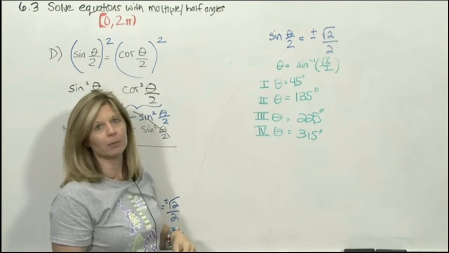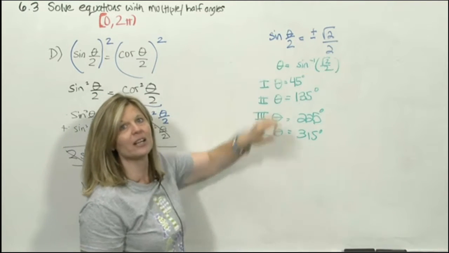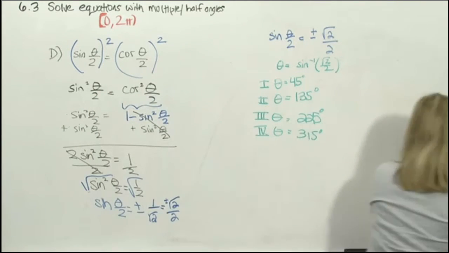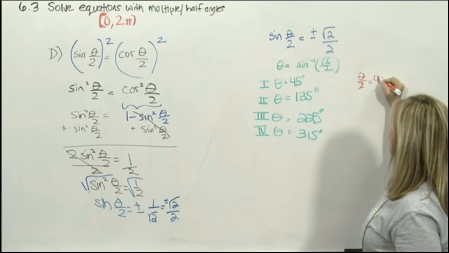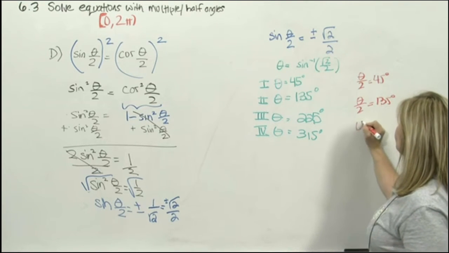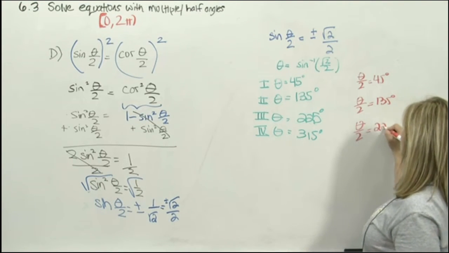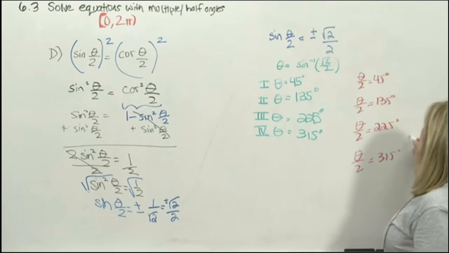Now we deal with the problem. The angle wasn't just good old theta. What was our angle, everybody? That's right, it was theta over 2. So I take all of these and I say, okay, theta over 2 is 45 degrees. Theta over 2 is 135 degrees. Theta over 2 is 225 degrees. Theta over 2 is 315 degrees.